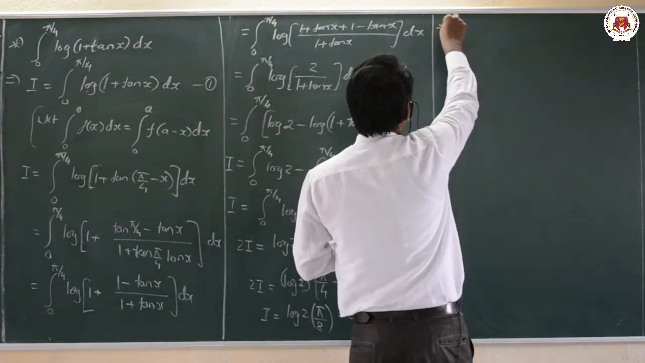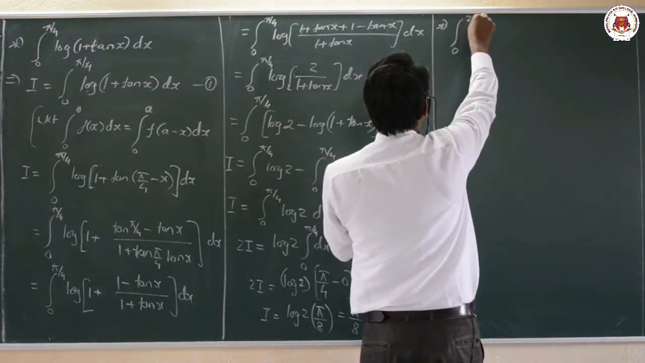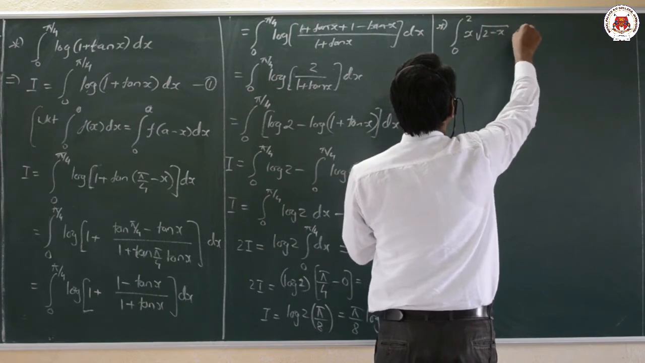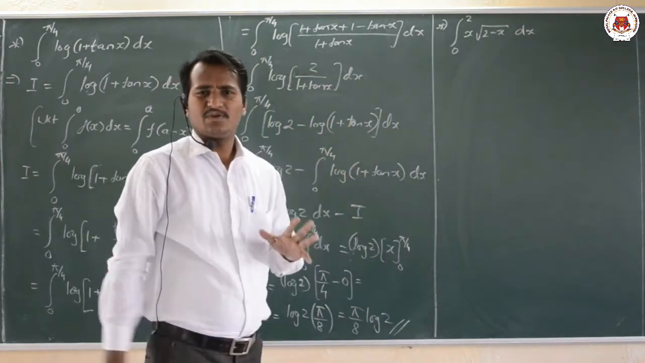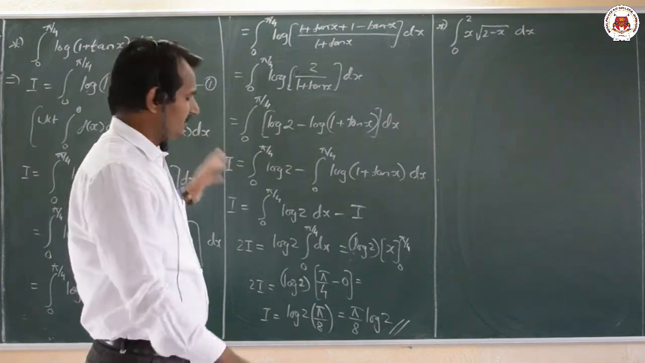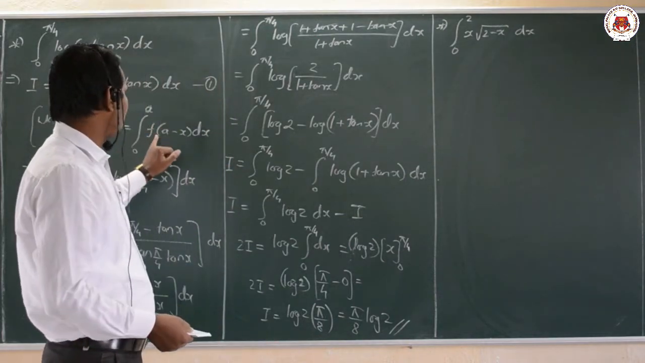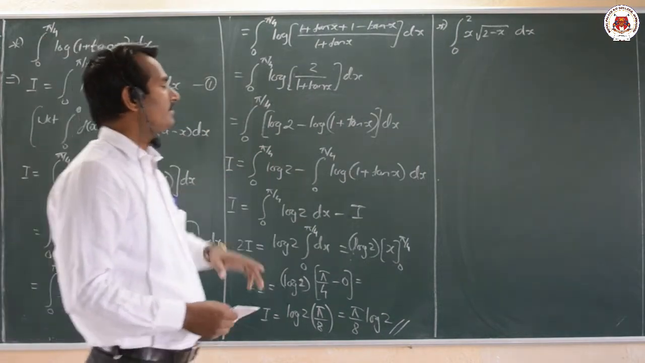The next problem is the integration from 0 to 2 of x into root of 2 minus x dx. Here also we have to make use of the same property only. What is that property? That is the integral from 0 to a of f of a minus x dx. The same property we have to make use of here.